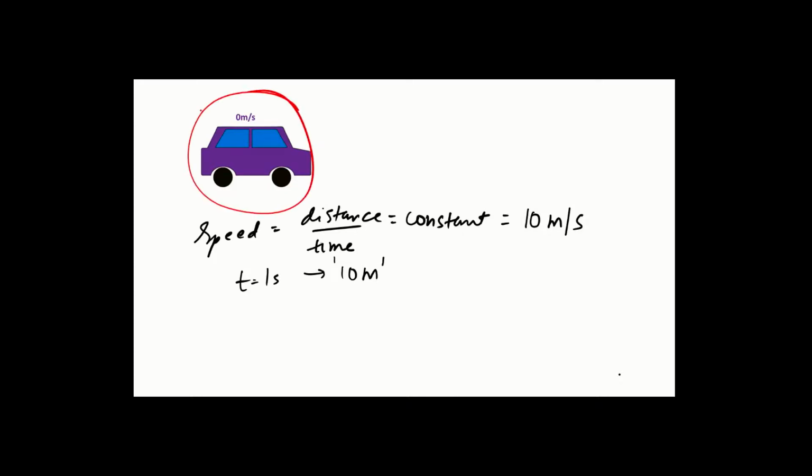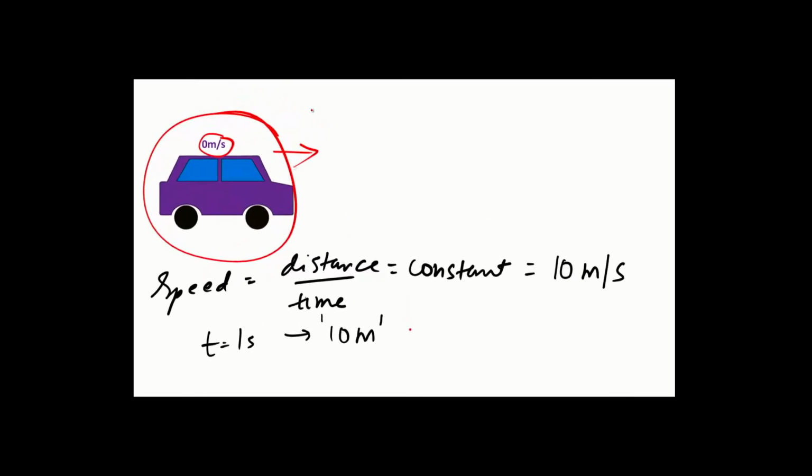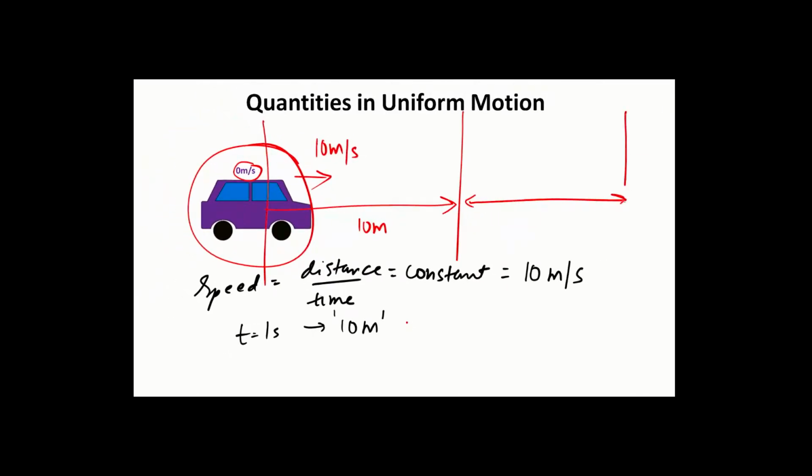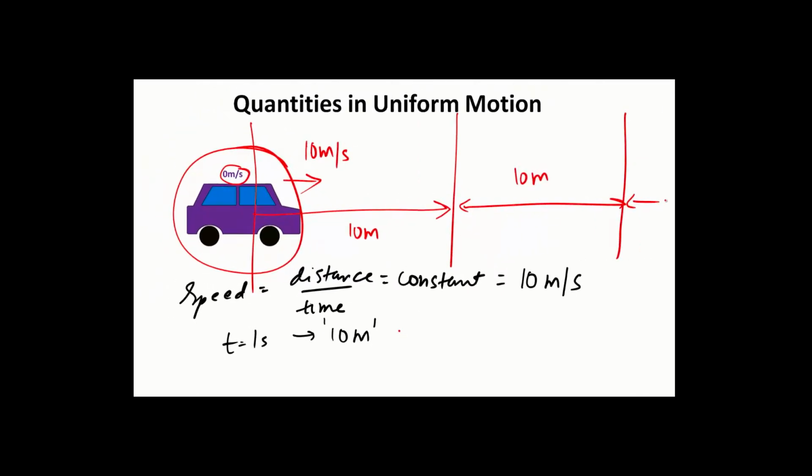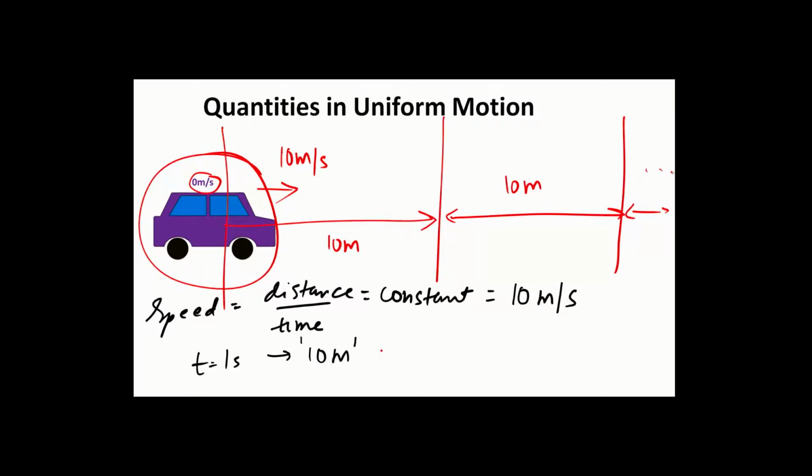So you can see this car is not moving at all. Its speed is 0 meter per second. Now it starts moving with, let's say, some uniform speed of, let's say, 10 meter per second. Once we say that, we can say that it's moving 10 meter every second. Here also, next also, right?